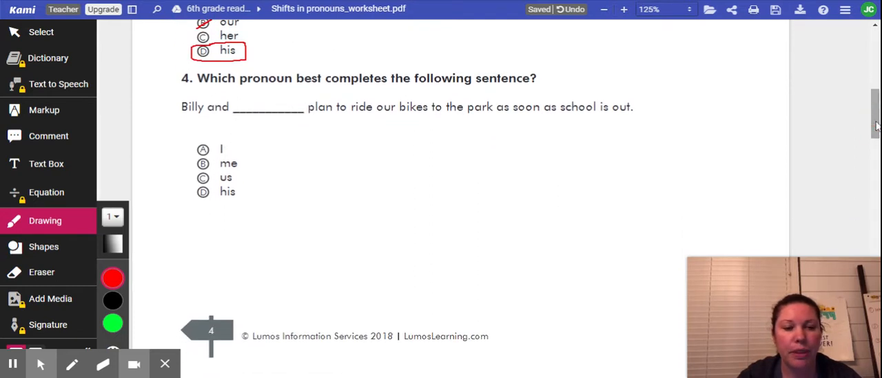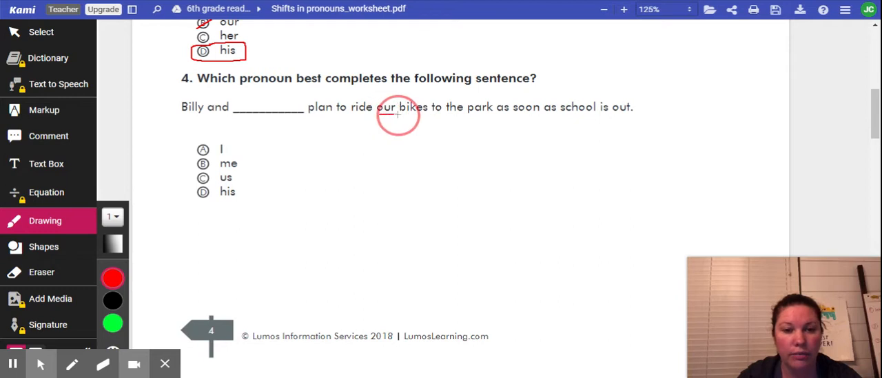Number 4, Billy and blank plan to ride our bikes to the park as soon as school is out. Billy and I plan to ride our bikes. Billy and me plan to ride our bikes. Billy and us plan to ride our bikes. Or Billy and his plan to ride our bikes.